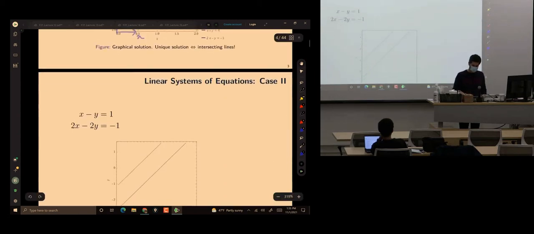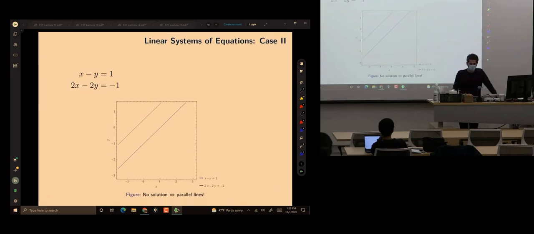So this was case one, and in case two, we could plot the lines and see that they are parallel lines. Parallel means that in the Euclidean space, they're never going to intersect. So there is no way that there is a point in this 2D space where both equations hold at the same time. Then we said there is no solution. So a unique solution was an intersection. No solution, parallel lines.